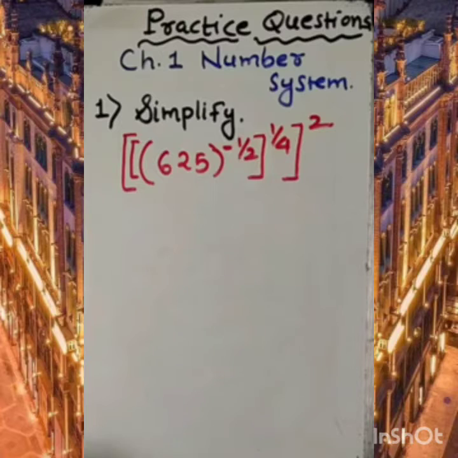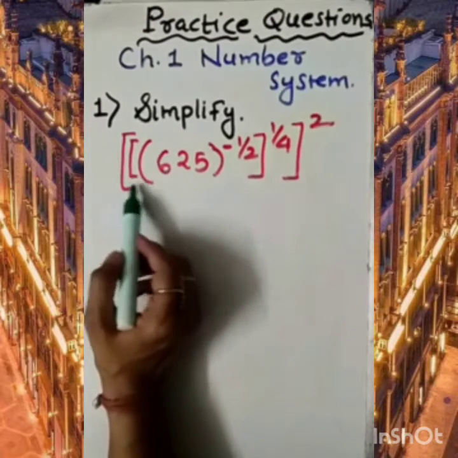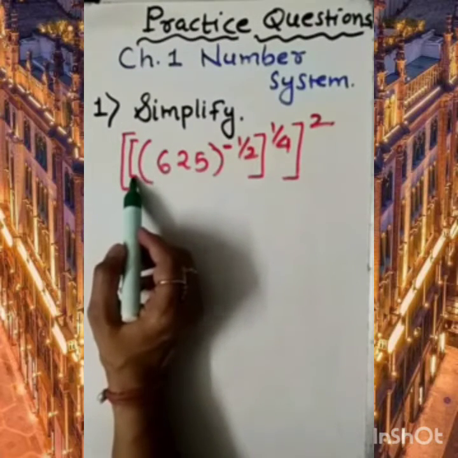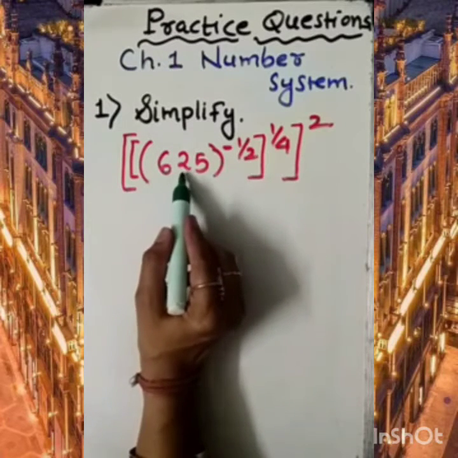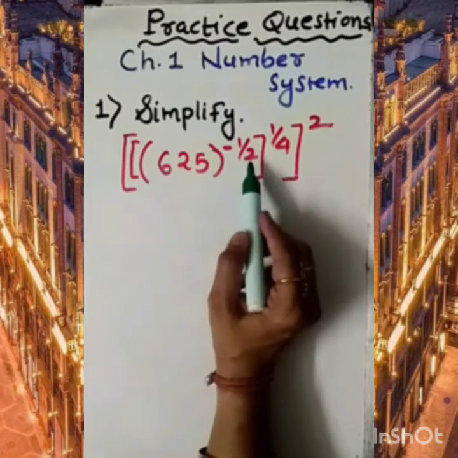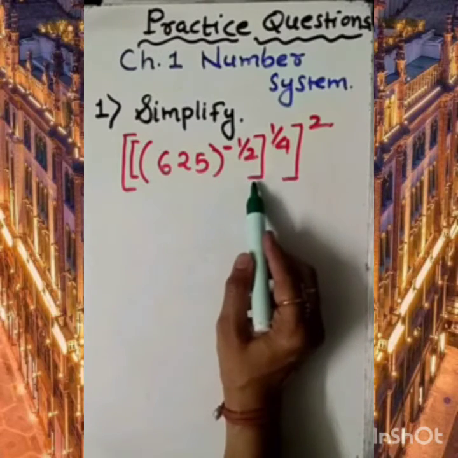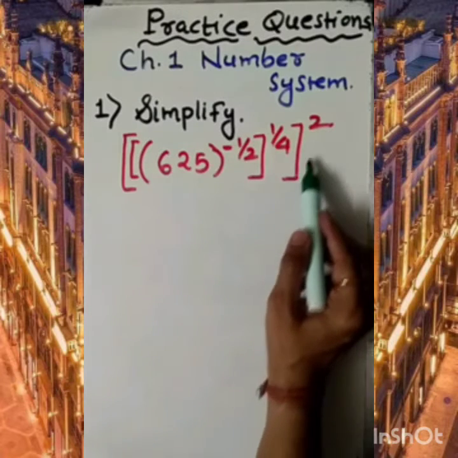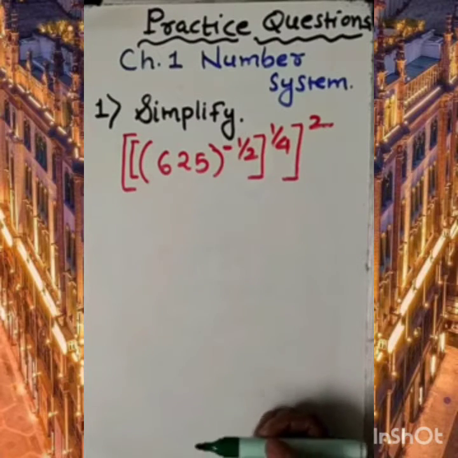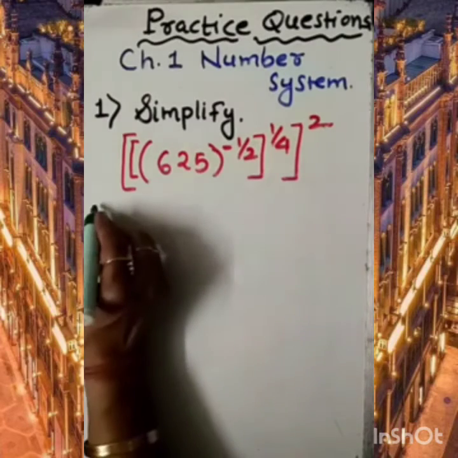Okay, dear student, here we are starting some practice questions, that is, extra questions from Chapter 1, Number System. Question 1: simplify. The question has a square bracket, another square bracket, and a small bracket, with 625 to the power minus 1 half. Please note down: this is a square, this is the 1 by 4th power, and this square bracket has power 2. Now let's see how to solve, which is very simple.